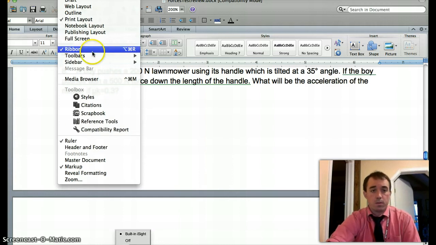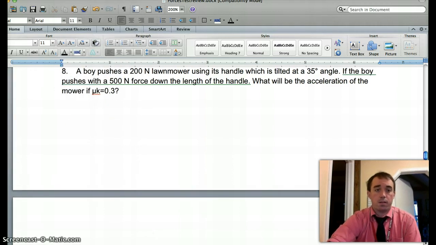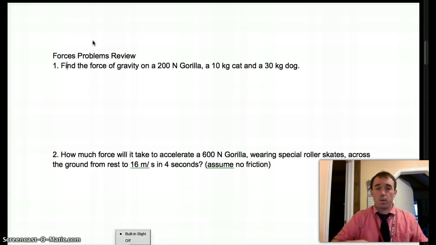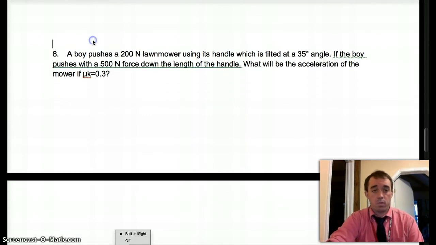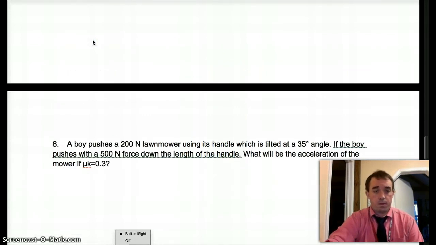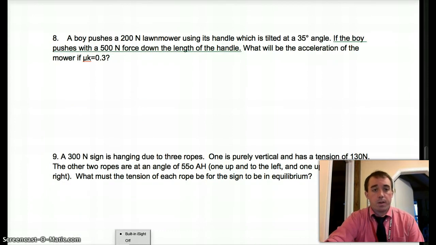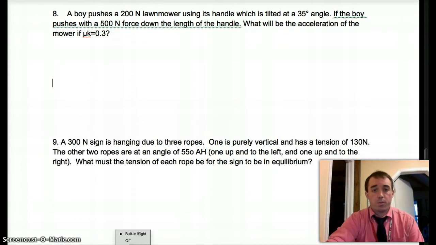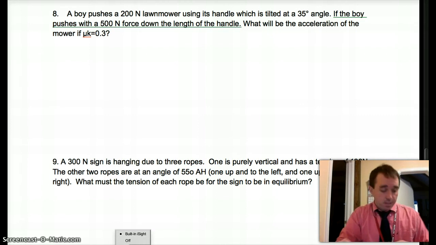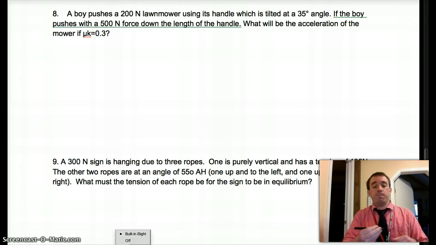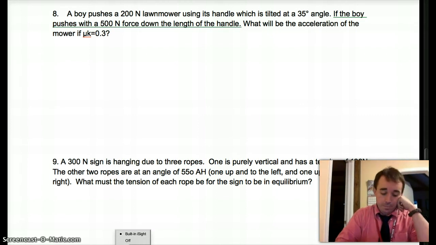Hey, we're going to continue with our discussion and overview of our forces test review. Our next one, we have a boy pushing a 200 Newton lawnmower tilted at an angle. We've got to figure out the acceleration of the mower given a coefficient.